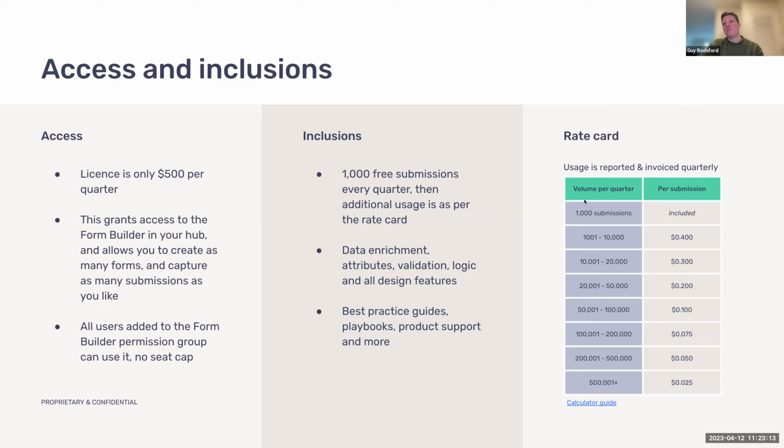So there is a rate card, which you can see here on the right. So you can see the first 1,000 submissions are free, included in your fee. And then there's a sort of a rate card that decreases based on the volume. So the more volume you have coming through, the less each submission costs. It's very competitive or comparable to other form building tools, but what you also get as part of this is all the enrichment and the validation and segmentation and the ability to send forms to specific segments. So included in this cost is all that stuff as well.